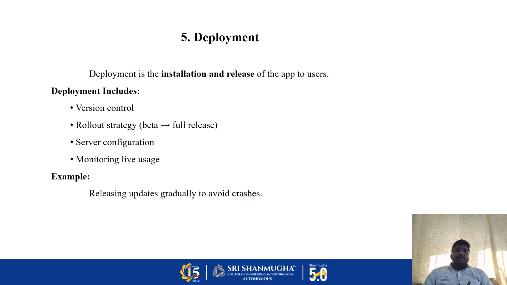Rollout strategy. First, the app is released to a small group, like a beta, then to all users. Server configuration. Backend servers and databases are set up properly. Monitoring live usage. Developers check crashes, errors, and user feedback after release. For example, when an app update is released, it is given to some users first. If no problems occur, it is released to all users.